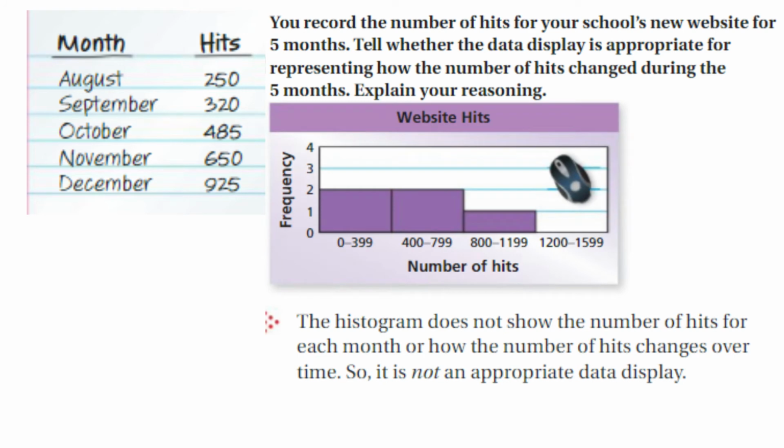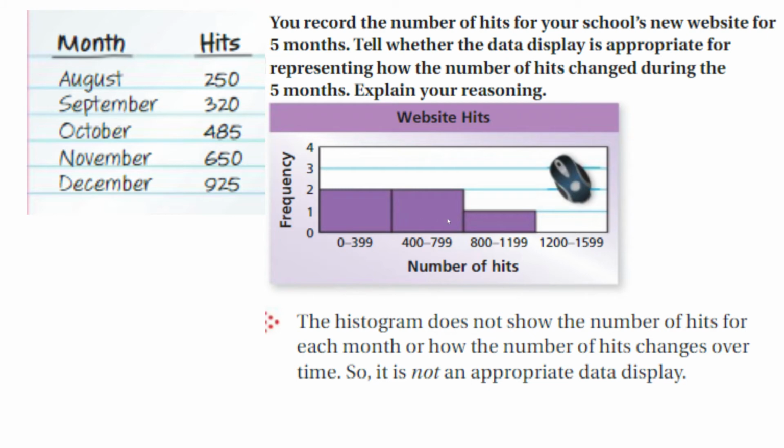Next is a histogram. And histograms mostly show frequency of data, right? How frequent something keeps showing up. So it does not show the number of hits for each month or how the number of hits changes over time. So it's not an appropriate data display.